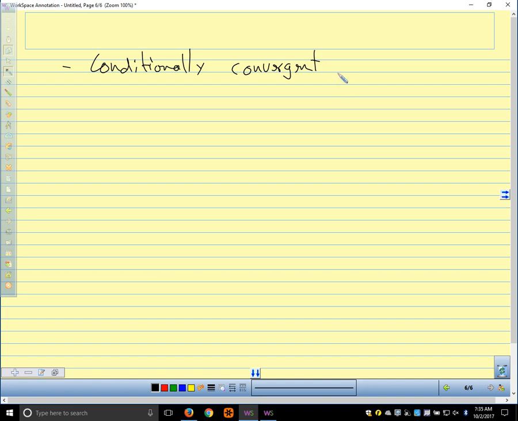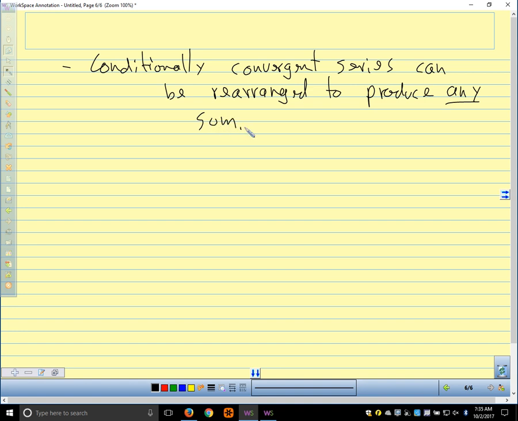Conditionally convergent series can be rearranged to produce any sum. So you can show that if you rearrange the terms of a conditionally convergent series, you can produce any sum that you want. So for example, I just want to show you one.